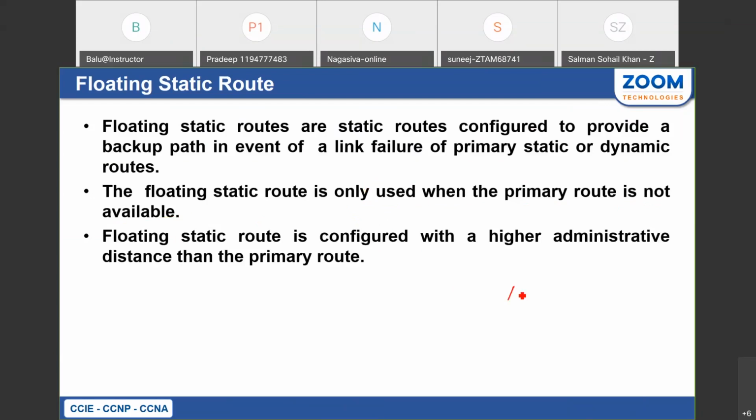Now the primary route AD value is 1. The secondary route AD value, I have configured 10. For 0/0 the AD value is 1. For 0/1 the AD value is 10. Out of two routes, which will work? 0/0. If it fails, then automatically traffic can go by 0/1. So we can provide redundancy in static routing also. That static route is a floating static route.